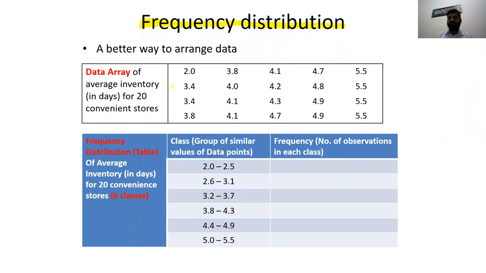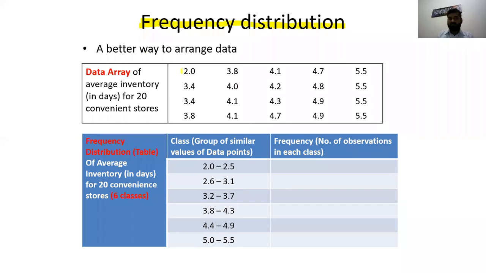For example, this is a data array of average inventory in days for 20 convenience stores. So these are 20 items and they are written in ascending order. You see, we started from 2, then 3, then 4, then 5, right? So this is in ascending order. Now I have to make a frequency distribution. How can we do it?